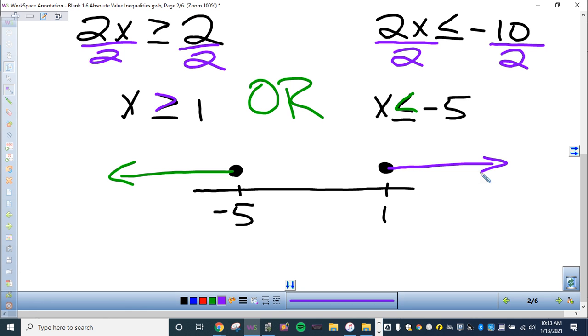What an or inequality means is that -5 works for one equation or the other, just one equation. If I plug in 1, it works for one equation, so or means that it just has to work for one of the two equations. One equation or the other.